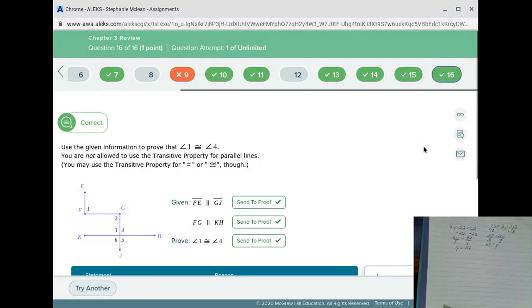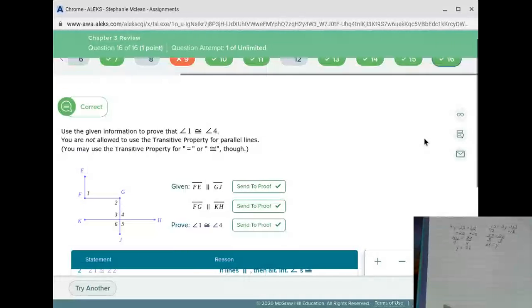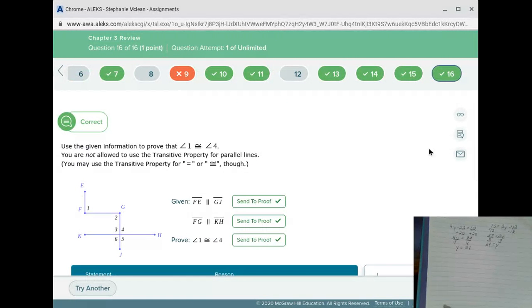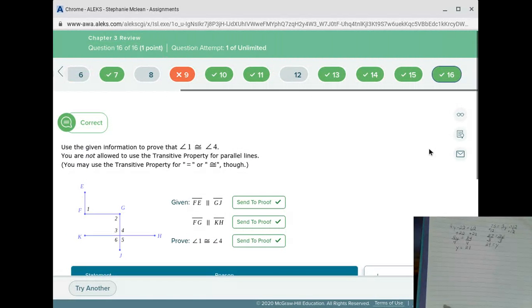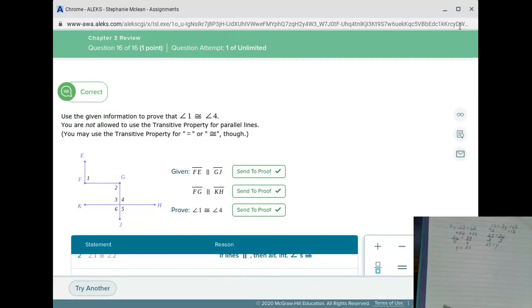I know that there's a little bit more complicated one of these proofs. If you get it in your review and you don't know how to do it, please get a hold of me and I would love to go over it with you.